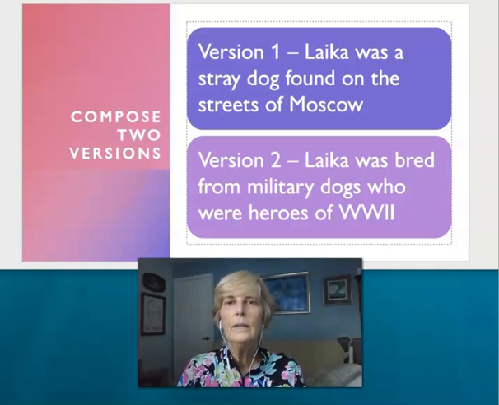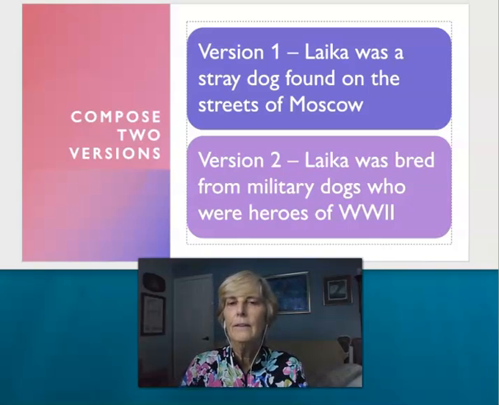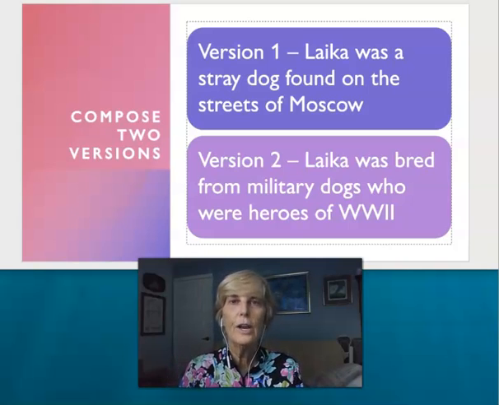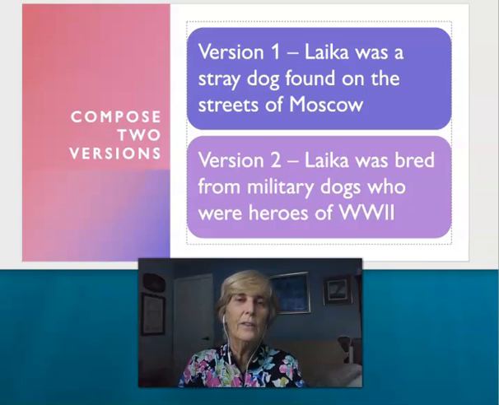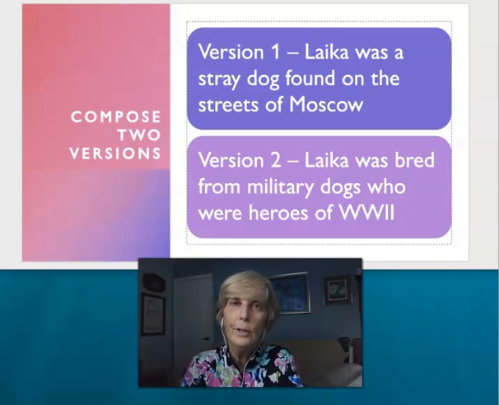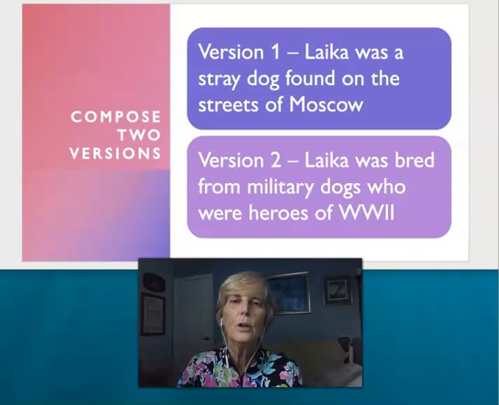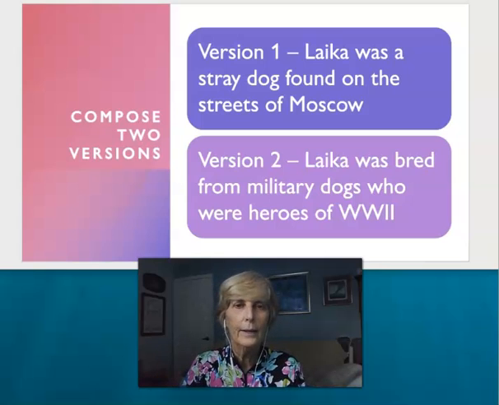The second version we made up kind of sounds like it could be true. We try to come up with something fairly plausible. The second version of the story about where Laika came from that I came up with is that she was actually bred from military dogs who were heroes of World War II. And if you think about it, it sounds kind of plausible because they're trying to send this dog up into space. So would you think that they'd send a dog that was bred from military dogs, or would they just send one that they picked up off the street? Those are pretty good versions of the two stories that are going to make people really think.